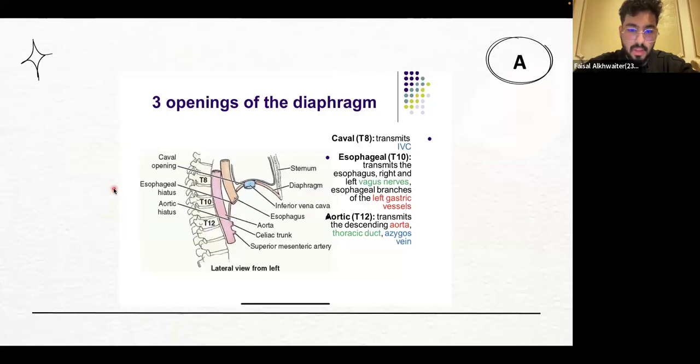As you can see, the caval opening transmits the IVC only. Then you have the esophageal opening, which transmits the esophagus, the right and left vagus nerves, and the esophageal branches of the left gastric vessels. Then you have T12, which transmits the aorta, azygos vein, and the thoracic duct.